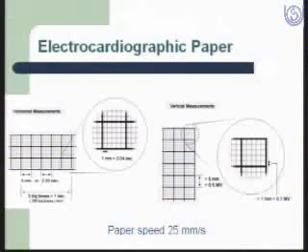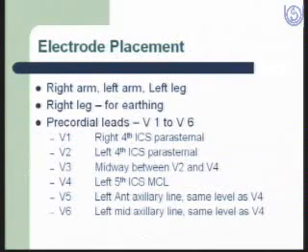And the vertical measurement on the graph shows the voltage, and 1 millimeter is equal to 0.1 millivolt of the amplitude. So the horizontal axis represents the time scale, whereas the vertical measurement is the amplitude of the electrical potential. Now when we record an ECG, what are the electrodes to be placed and how are they placed?